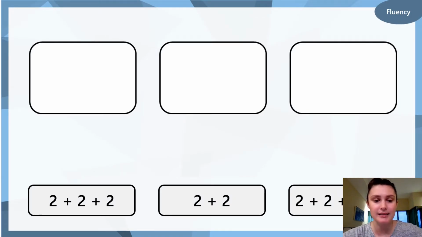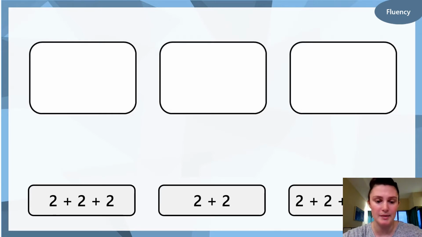So let's have a look here. We have 2 plus 2 plus 2. We have 2 plus 2. And we have 2 plus 2 plus 2 plus 2. What I want you to do is, for each of these number sentences, to draw an array. So for the first one, 2 plus 2 plus 2, you're going to draw one row of 2, then another row of 2, and then another row of 2. You can choose what it is. Maybe you want to do circles, maybe hearts, or stars, or trees, or flowers, or buttons, or anything you want.